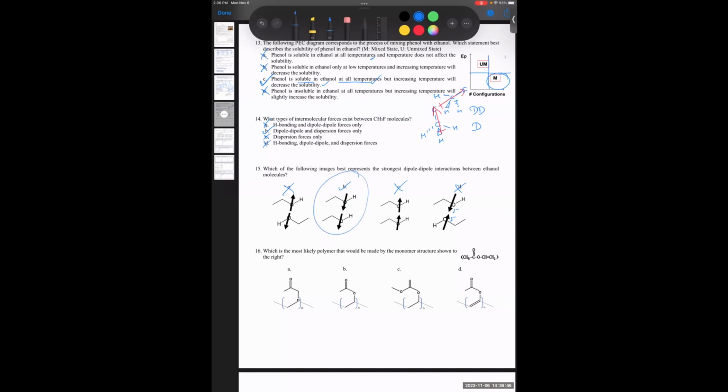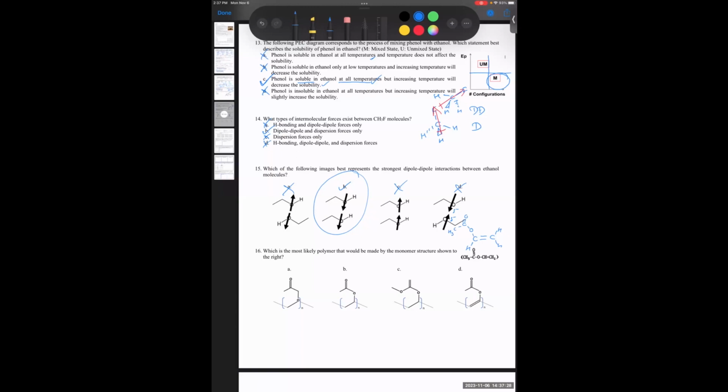All right, moving on to the last multiple choice question, which asks for the most likely polymer that would be made by the monomer structure shown to the right. The way to do this is, first you need to draw out the monomer. That's what I would recommend doing. If you draw the Lewis structure, it looks like this. Oxygen, carbon, there's a CH3 group, and there's an oxygen over here, and there's hydrogen over here.